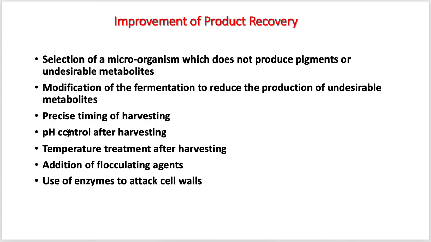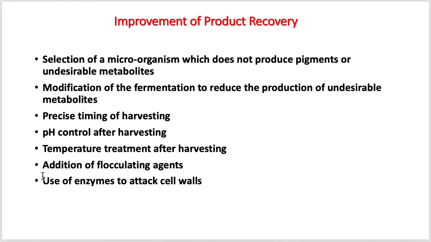Okay, and pH control after harvesting, temperature treatment after harvesting, addition of flocculating agents, use of enzymes to attack the cell loss. I mean, there are different ways by which we can improve the product recovery. It doesn't mean that for the same process we will use all these things.